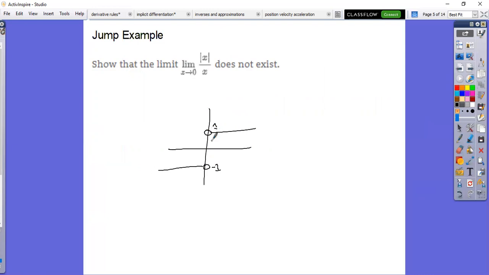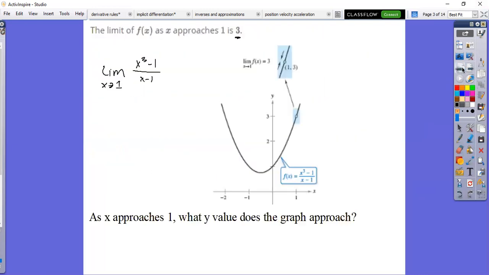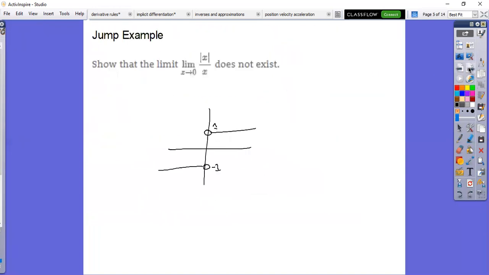But what's different from the holes here and the hole in this graph is that in the previous graph, I'm still approaching the same value from both sides of the x value in question. So I'm still approaching 3 from both sides. But in this case, from the right of 0, I'm approaching 1. From the left, I'm approaching -1. So this limit does not exist because I'm approaching 2 different values.